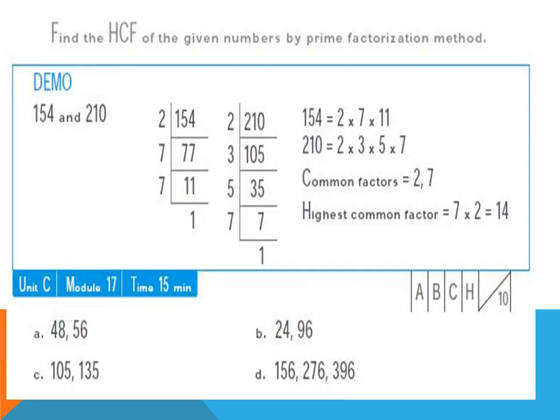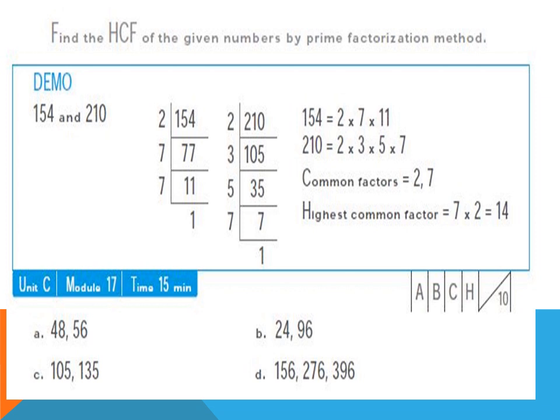Now, in module number 17, find the HCF of the given numbers by the prime factorization method. Look at the demo. We have to find the HCF of 154 and 210. First of all, we will prime factorize 154 separately and 210 separately. We get 154 equal to 2 into 7 into 11, and 210 as 2 into 3 into 5 into 7. So the common factors are 2 and 7. Thus, the HCF, or the highest common factor, will be 2 into 7 equal to 14.